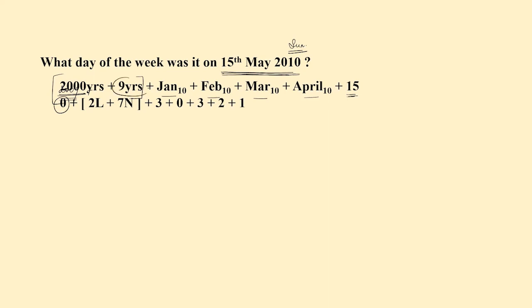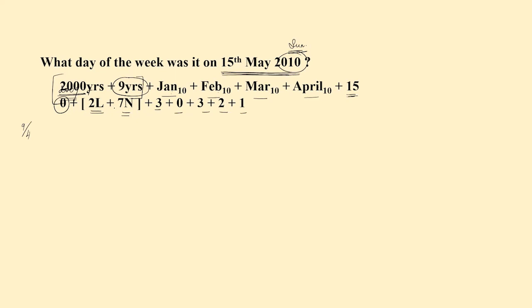Now 9 years I don't have a predefined value. So for 9 years I have to check how many leap years are there and how many normal years are there. To check how many leap years are there, I divided by 4. There are 2 multiples of 4, so there will be 2 leap years. And obviously the remaining out of these 9 years, that is 7, are going to be normal years. After that, January. Remember 2010 is a normal year. So January will have 3 odd days, February will have 0 odd days, March 3, April 2, and in 15 days, divide by 7, the remainder is 1. So you'll have only 1 odd day.